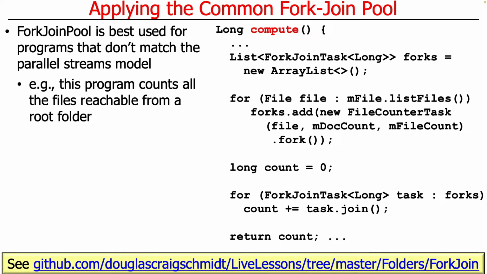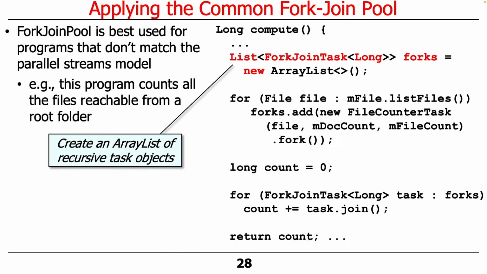So this program is going to count all the files that are reachable from a root folder in a recursive folder structure. And it's also going to keep track of how large all the content was there as well. And you can get that here at this link. So what we're going to do, and we're going to look at this in more detail in a second and run the program, we're going to start out by creating a new array list, which is going to be a list of fork join tasks that return long. We'll see what that means in a second. We call those forks. You'll see why we call them forks in a second.